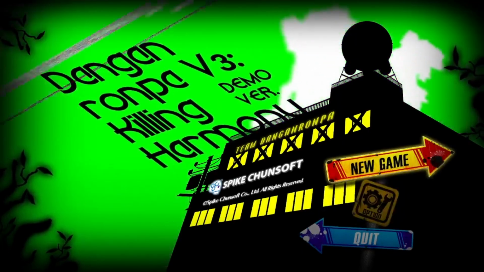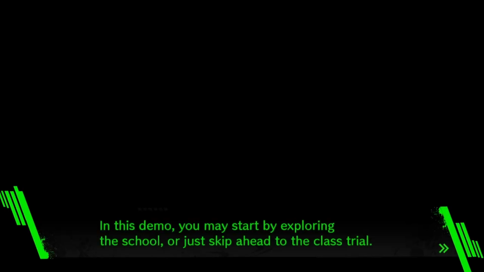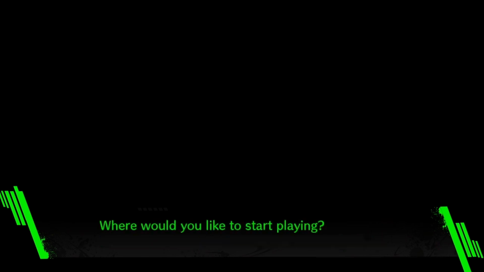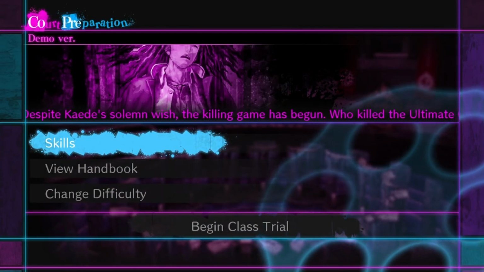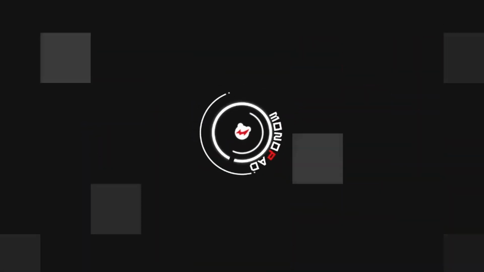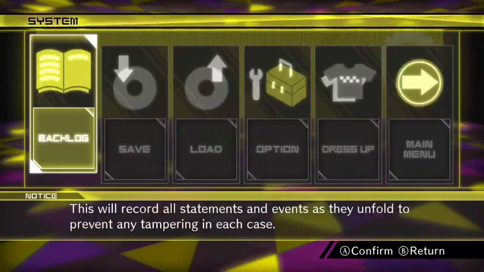It says new game, but we don't really have to change anything. You may start by exploring the school or just skip ahead to the class trial. Yeah, we did all of the exploring and investigation last time, so we're going to be doing the class trial this time. It just starts us here. We already have everything. So, let me just view the handbook really quick, because I do want to fix something that I had a problem with last time.